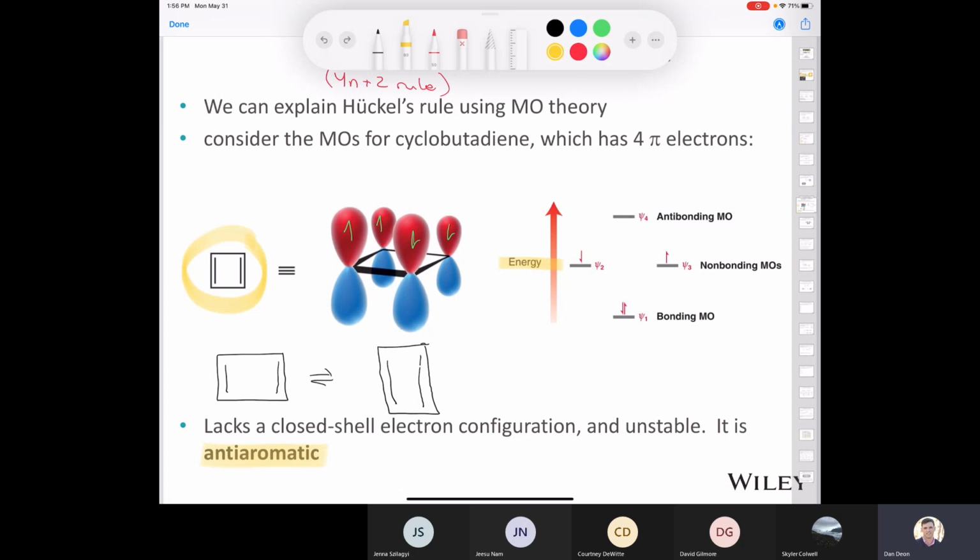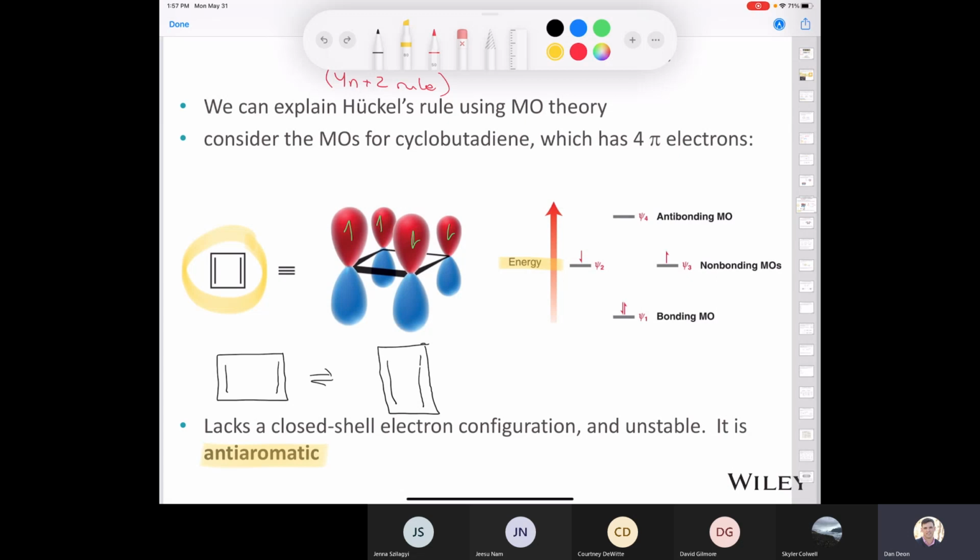Now, it says right here, and I'm reading from the book, cyclobutadiene can alleviate some of this instability by adopting a rectangular shape that I have drawn here, in which the compound functions as 2 isolated pi bonds, rather than a diradical, which we would have because we have 2 unpaired electrons. There is strong evidence that cyclobutadiene rapidly equilibrates between the 2 rectangular forms.